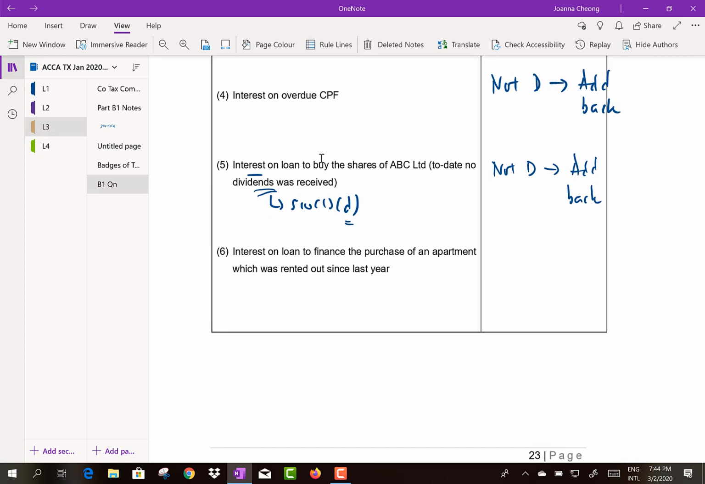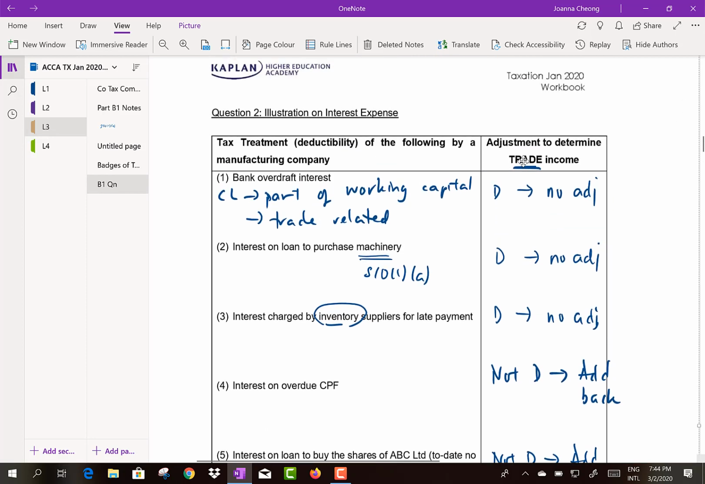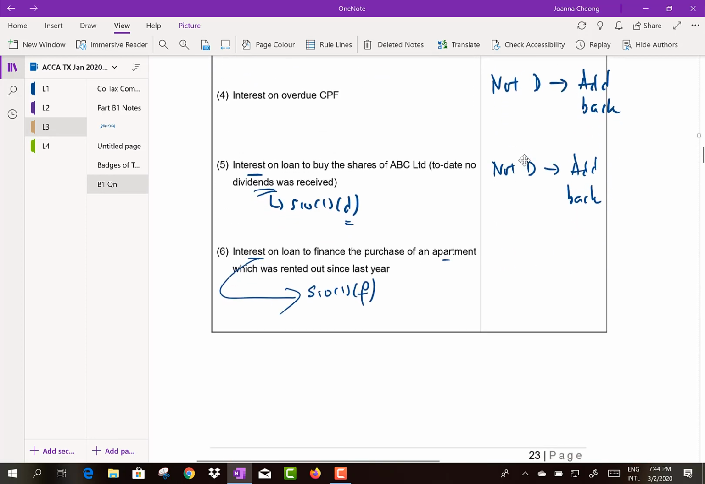The last one. Interest on loan to finance the purchase of an apartment which was rented out since last year. So it is something like the illustration I've given to you. You borrow money to buy an apartment so that you can earn what income? 10(1)(f) income. Now, this interest expense will only be deductible against your 10(1)(f) income. So, it will not be deductible against your trade income. So, for the time being, you have to add back. Okay? So, not deductible, you have to add back.